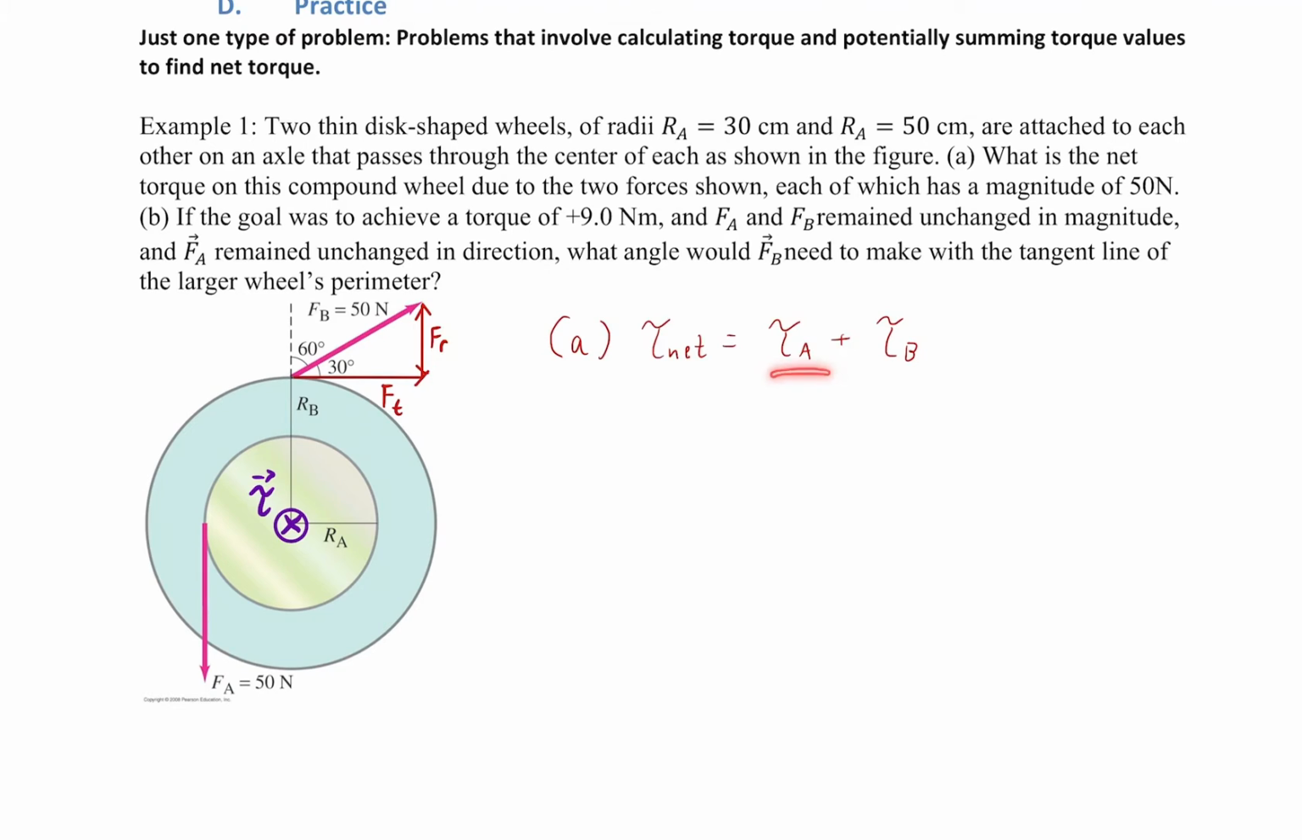So this would be the torque created by force A. And then this torque B would be the torque created by force B. See how there's always one torque per force? Okay? All right, we just sum them up, and it's a scalar equation.